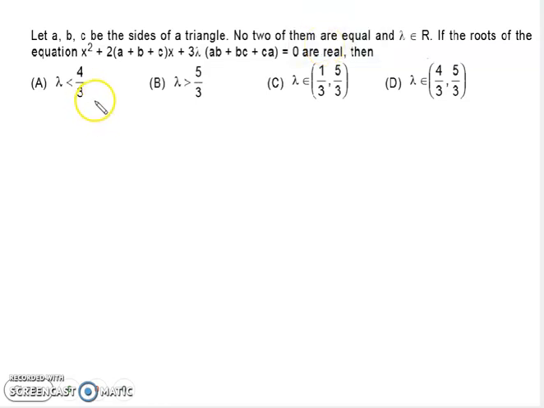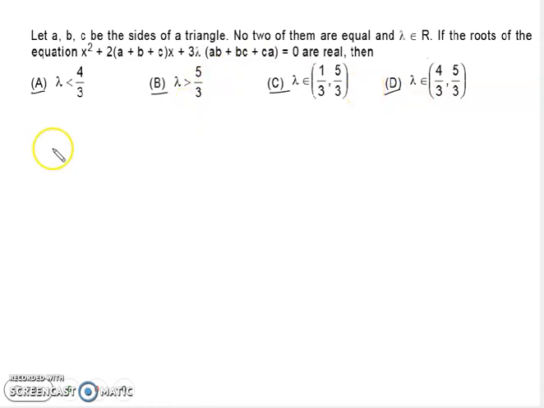So today I am going to discuss a very important question on quadratic equations, and this question depends on the sides of a triangle. Let a, b and c be the sides of a triangle, no two of them equal, and lambda belongs to the real numbers. If the roots of the equation are real, then lambda belongs to which set? You have four options: A, B, C and D.